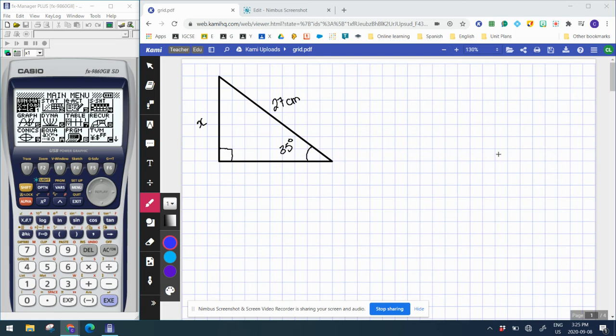Here's another example of how to use the right angle trig function. So that's your basic sine, cos, and tan. So remember we have the acronym. SOH for sine is opposite over hypotenuse. CAH for cos is adjacent over hypotenuse. And TOA for tan is opposite over adjacent.